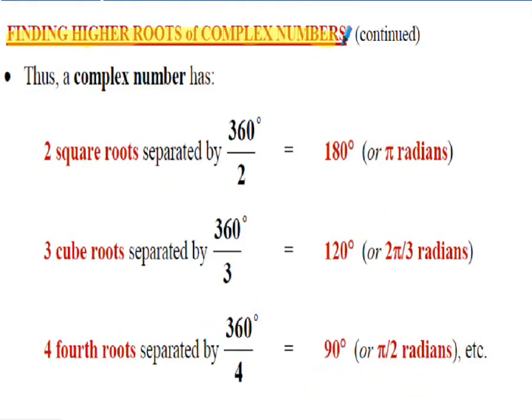Finding higher roots of complex numbers continued. So a complex number has two square roots separated by 360 degrees upon 2, that's 180 degrees apart, or in radians, that's pi radians. Three cube roots are separated by 360 degrees upon 3, that's 120 degrees, or 2 pi upon 3 radians. And four roots are separated by 360 degrees upon 4, so that's 90 degrees apart, or pi upon 2 radians. And so it goes on.